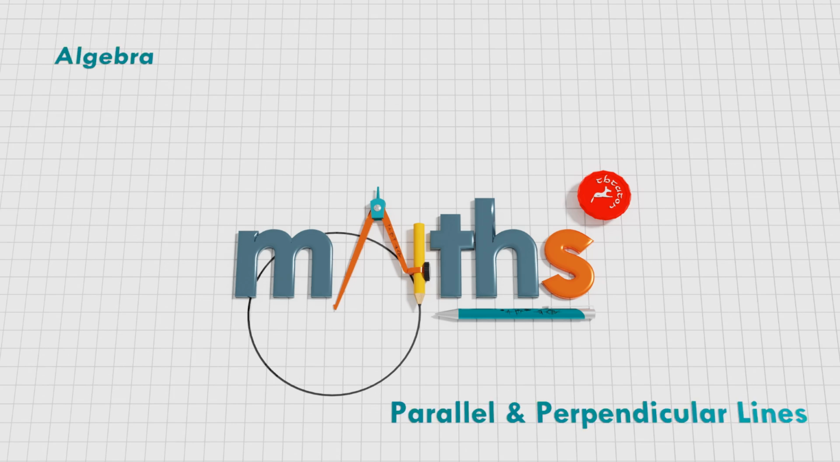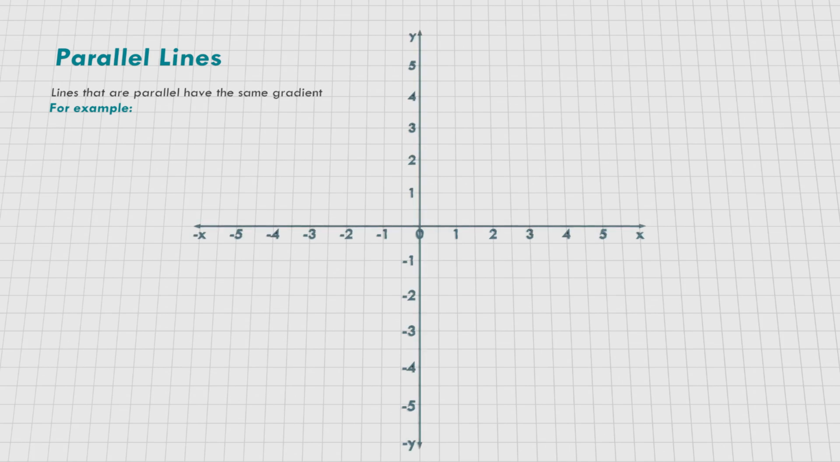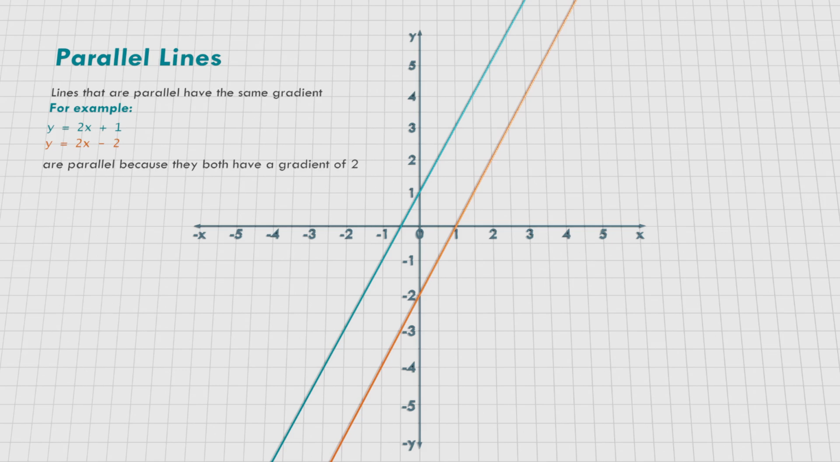In this video, we will be looking at parallel and perpendicular lines. Lines that are parallel have the same gradient. For example, y equals 2x plus 1 and y equals 2x minus 2 are parallel because they both have a gradient of 2.